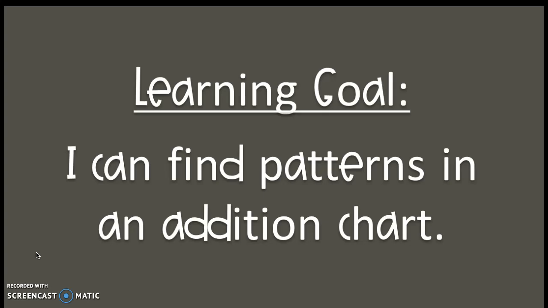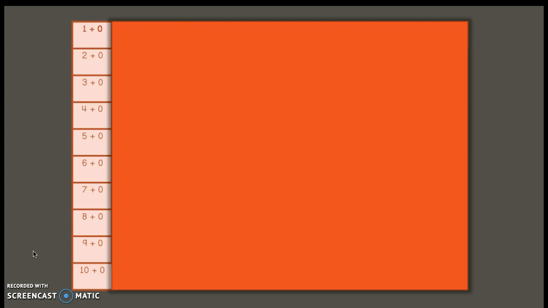Now a pattern is something that happens over and over again. And the reason why we're looking for patterns in addition charts is because they help us when we're trying to solve our math problems. Okay, so let's look at just one row on the addition chart. I'm going to read starting at the top and go all the way down to the bottom. I want you to look for something that's happening, a pattern, something that's happening over and over. Ready? Here we go. 1 plus 0, 2 plus 0, 3 plus 0, 4 plus 0.